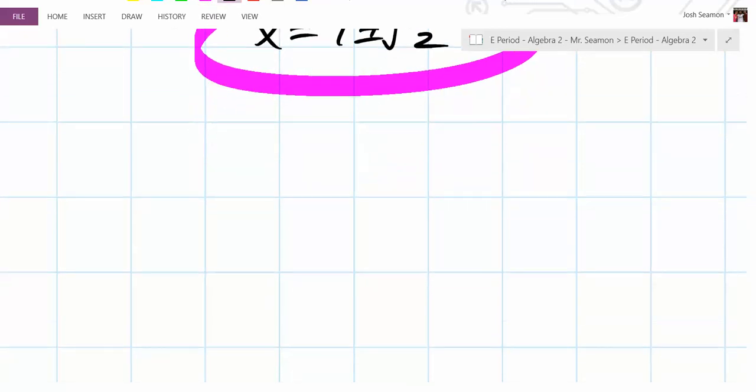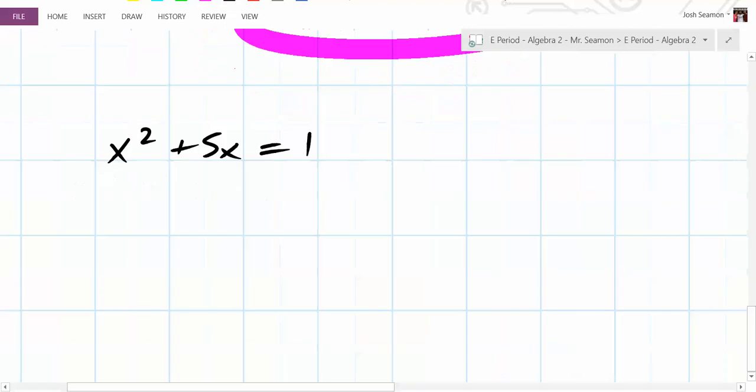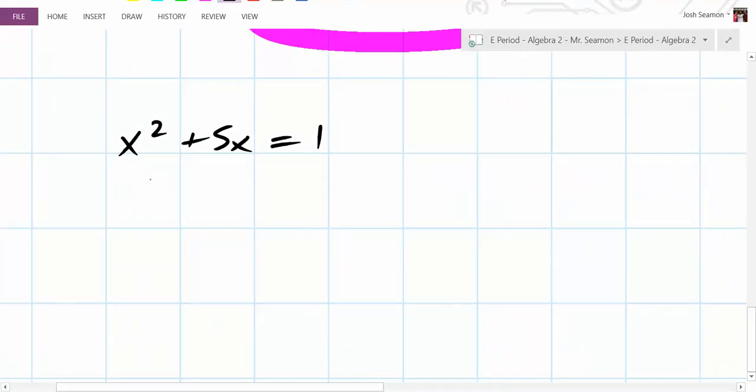Okay, you can sit down. 5 here. We had a bid for 5. x squared plus... Hey, leading coefficient is what? 1. 1 was already moved over to the other side. So at this point, we just need to figure out what we add to both sides, correct? What we add to both sides? What's our b value? 5.